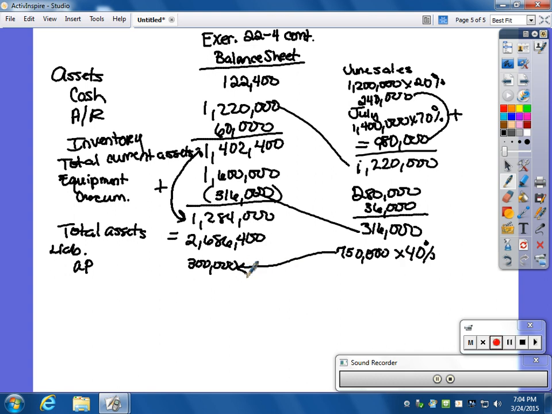What's the next liability? Income tax payable. Oh, you had another one before income tax. Salaries. How much was salaries payable for the month of July? It's in the problem. Letter C. 60,000. Now, what was the next one? Income tax payable. What did we determine that to be?